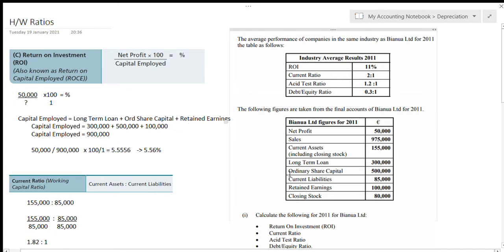If you look in your notes at the bottom of the balance sheet, you'll see that the capital employed is at the very bottom, and above that we have long-term loan, ordinary share capital, and retained earnings. You add those three together, and you get capital employed of 900 grand. So if I plug that in for the missing figure, it's 50 grand divided by 900 grand multiplied by 100 over 1, and the calculator gives you 5.555555. Obviously we need to clean that up, so I'd always do it to 2 decimal places. So that's 5.56%.